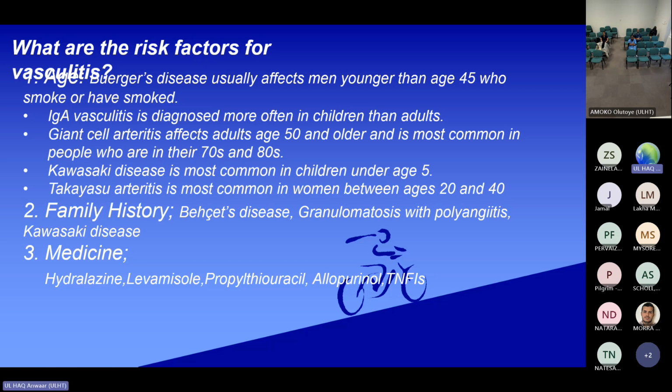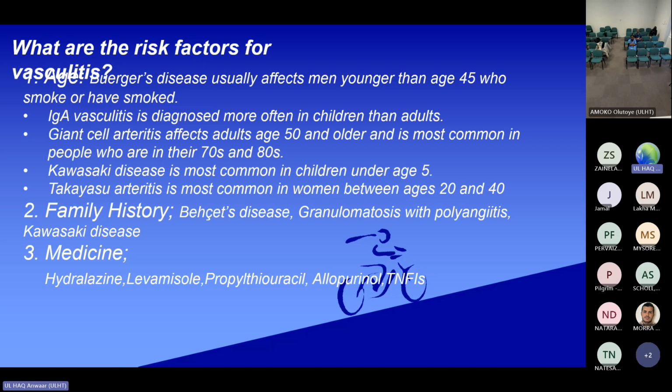The next risk factor is family history. There are some vasculitides that run in the family, like GPA, which previously we used to call Wegener's granulomatosis, Behçet disease, and Kawasaki disease. These are the few vasculitides that normally tend to run in the family.